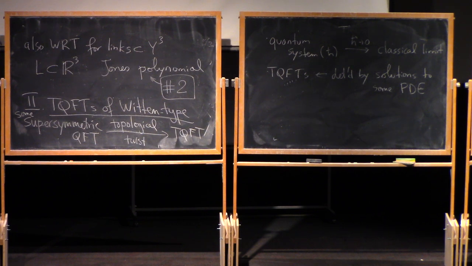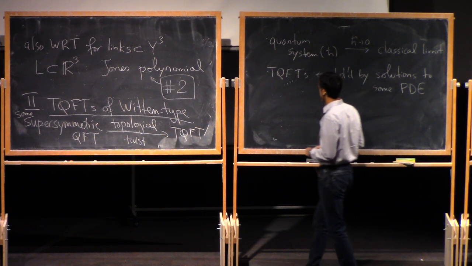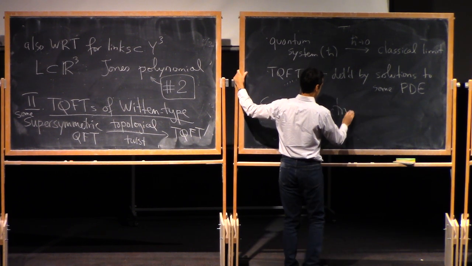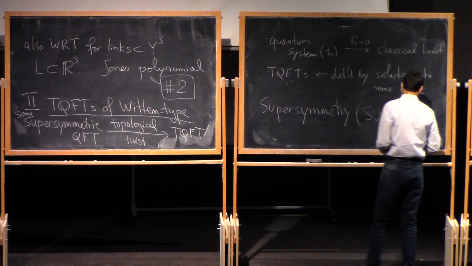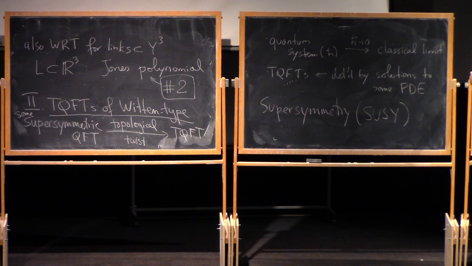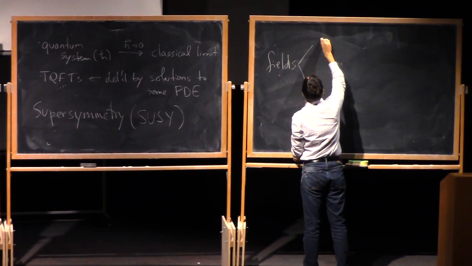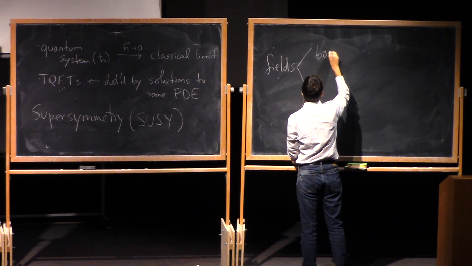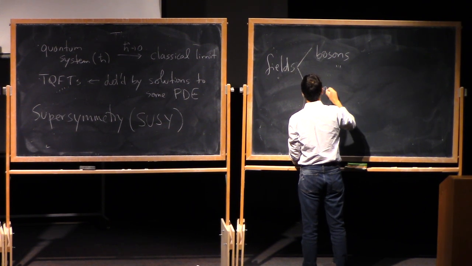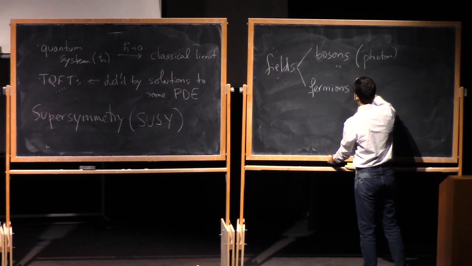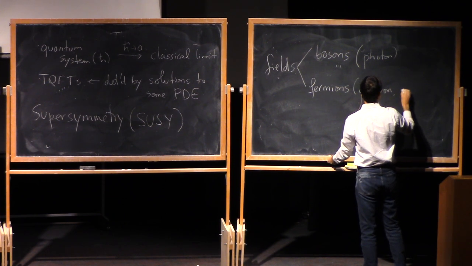Let me say, what is supersymmetry? Usually abbreviated as SUSY. Well, in physics, you have two types of fields. You have bosons and fermions. The typical boson is the photon, and the typical fermions are the electron, or the proton, or the neutron.